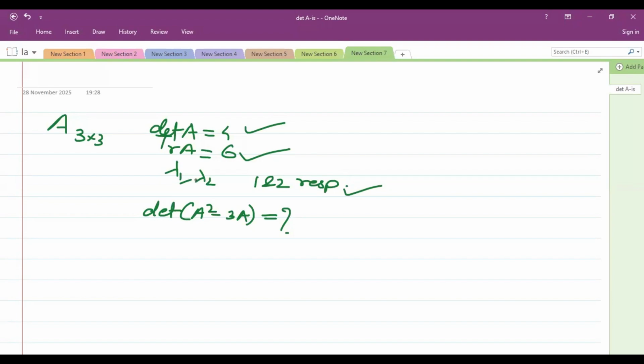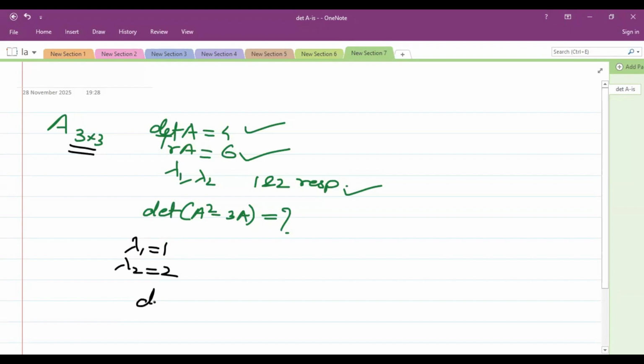Lambda 1, lambda 2, the eigenvalues, are 1 and 2 respectively. Lambda 1 is 1 and lambda 2 is 2. And it is a 2 cross 2 matrix. Okay, sorry, 3 cross 3.